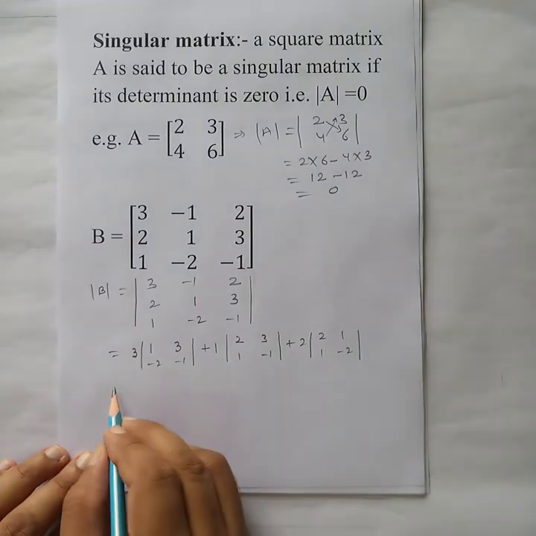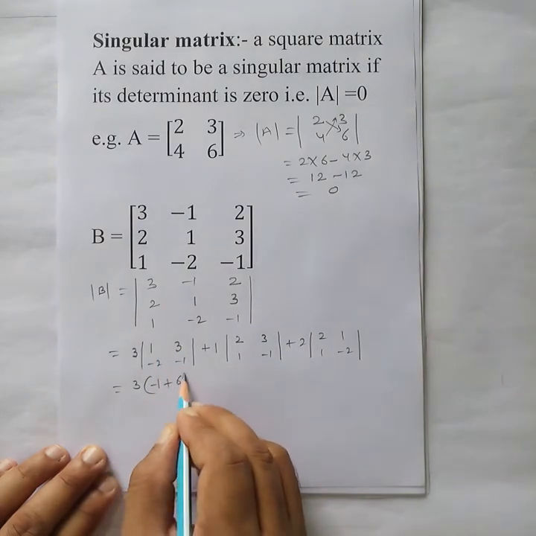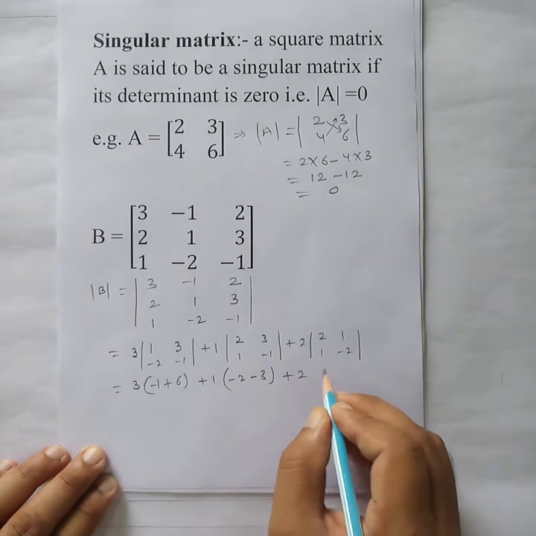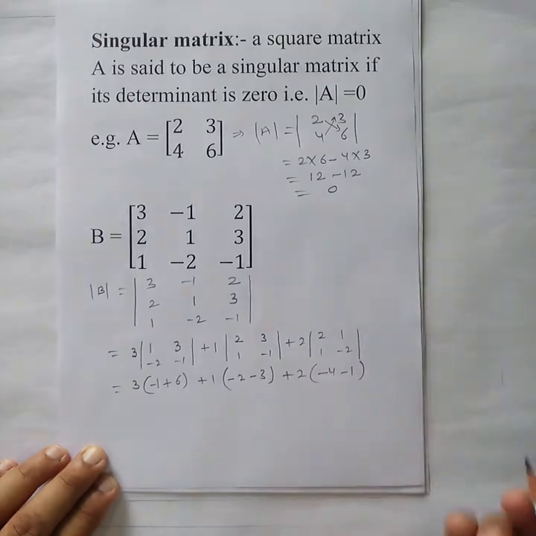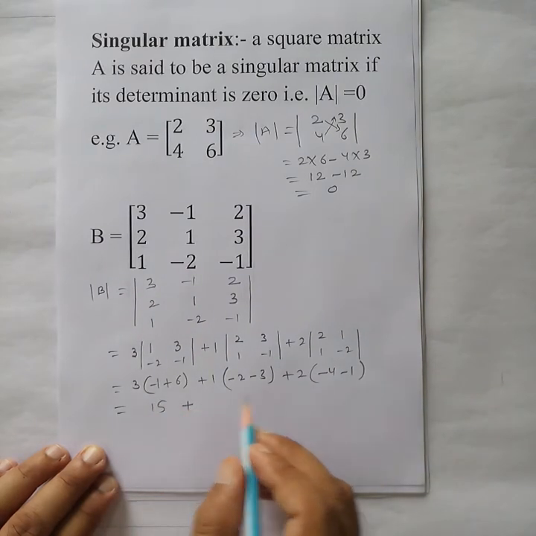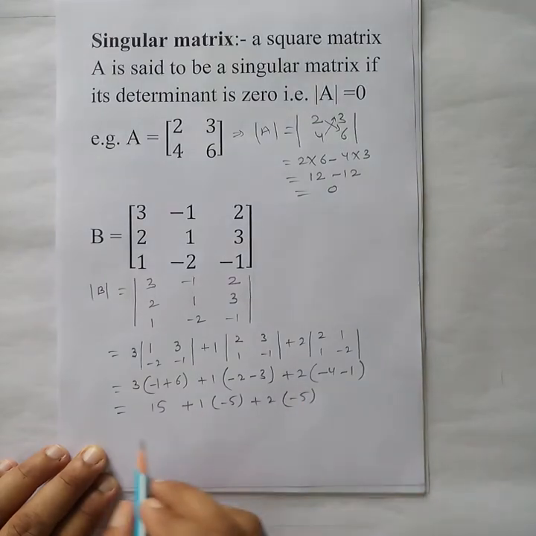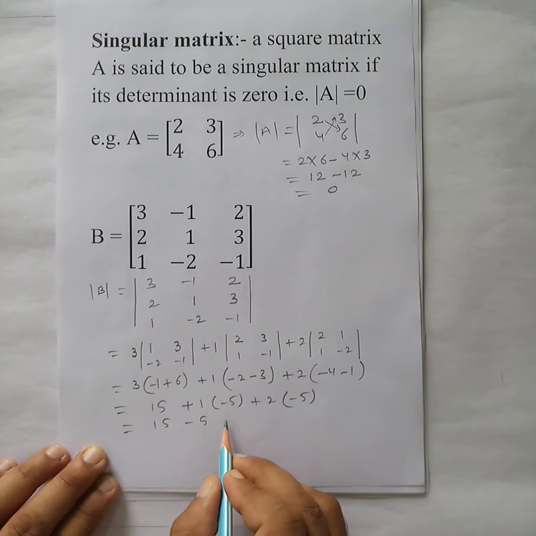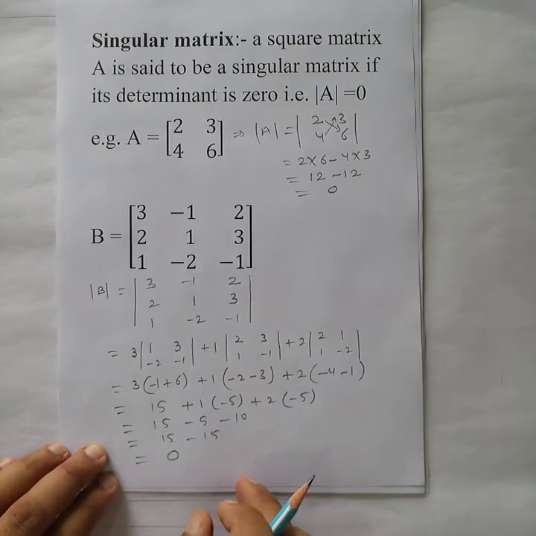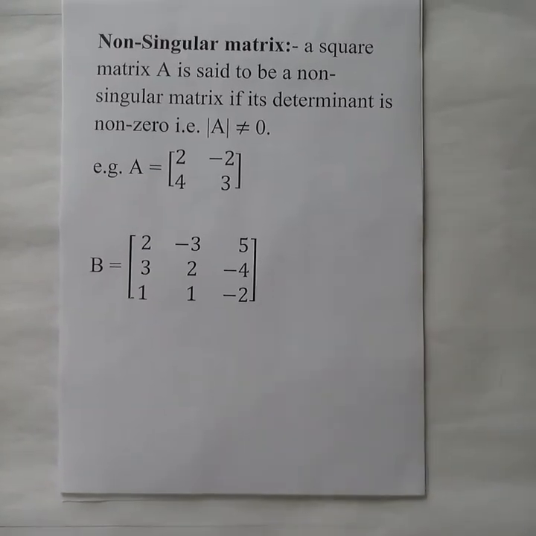Now we evaluate this determinant. What we get? 3 into minus 1 plus 6, plus 1 into minus 2 minus 3, plus 2 into minus 4 minus 1. So we get 5 into 3, 15, plus 1 into minus 5, plus 2 into minus 5, that is 15 minus 5 minus 10, that is 15 minus 15, that is 0. So it is also a singular matrix because its determinant is 0.